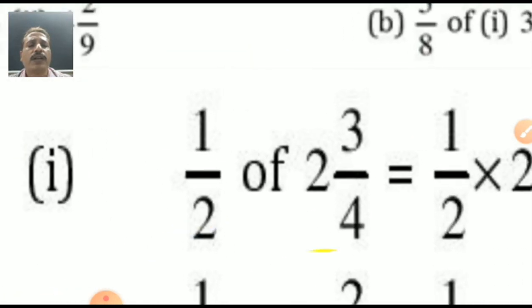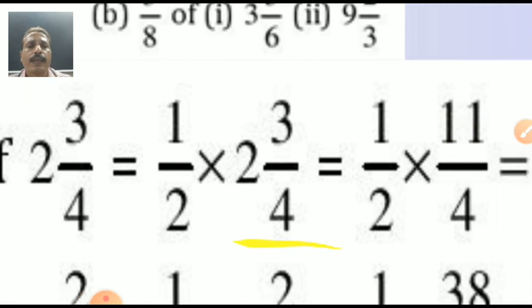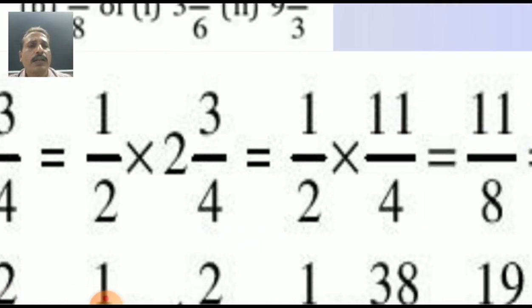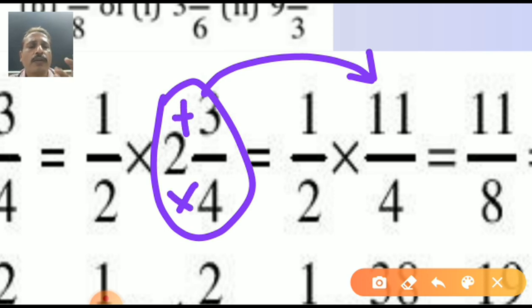Check the first one. 1 by 2 of 2, 3 upon 4. In the 6th question we had an integer. Here it is a fraction into fraction. Here is multiplication. Make the 2, 3 upon 4 an improper fraction. These steps will give us 11 upon 4. How? 4 times 2 is 8, plus 3, 11 upon 4.